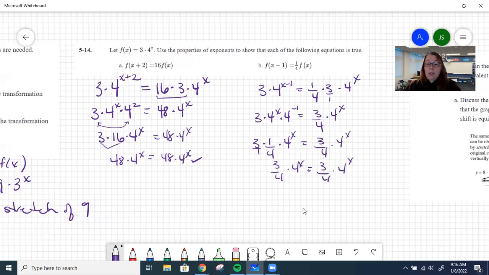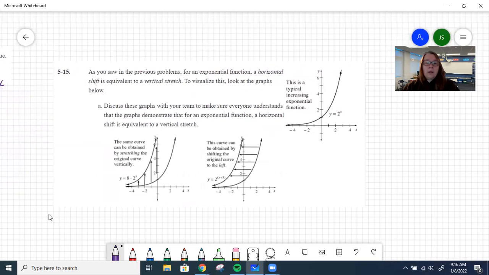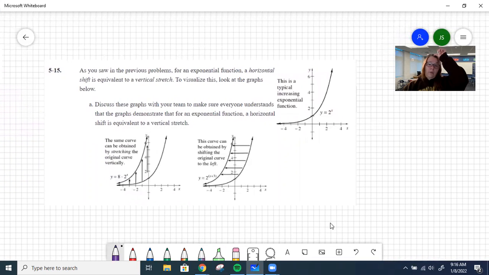So the big takeaway here, in addition to being able to do these manipulations with the exponents, which is important to be able to be flexible with, is this: for an exponential function, a horizontal shift is equivalent to a vertical stretch. Okay, so here's how you can visualize this, because we saw that happen in the graphs. This is a typical increasing exponential function. If you were to stretch vertically, the same thing happens as if you shift horizontally. It just ends up having that same impact on the original.